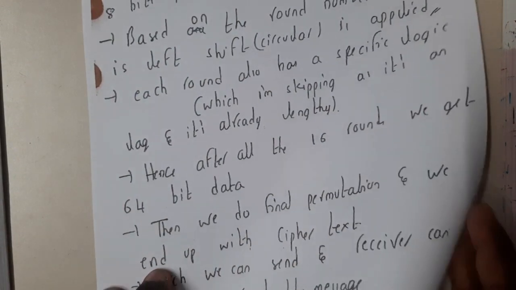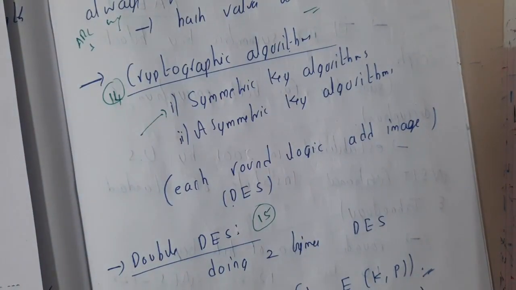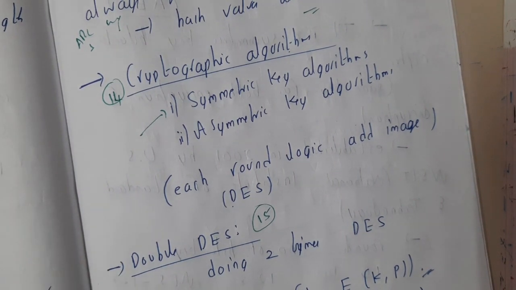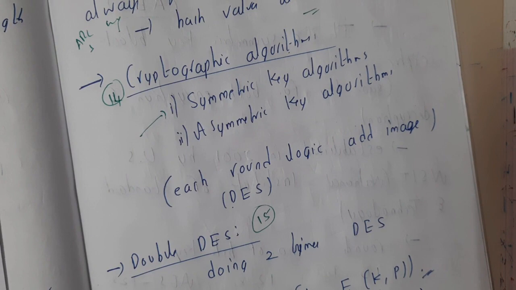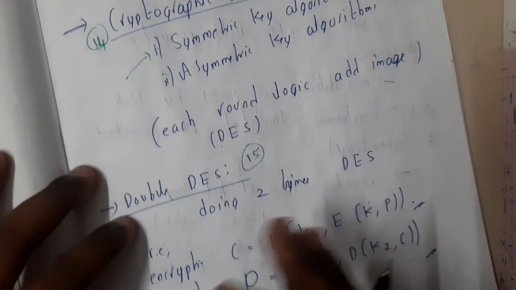That's it. I hope everyone got some basic idea at least about the symmetric key algorithms, and we discussed DES. I hope everyone got a clear idea. In the next lecture we'll be going through the concept of double DES and triple DES, guys.